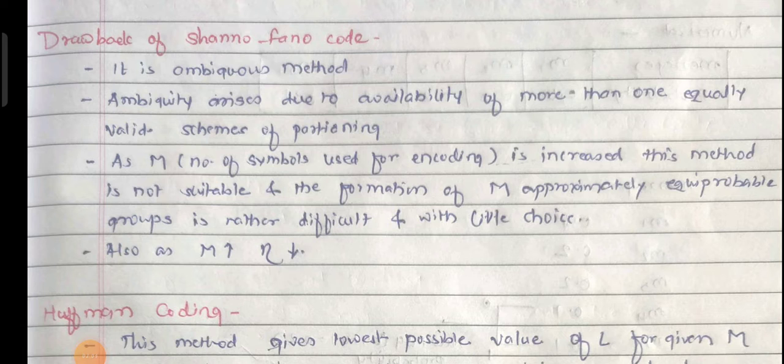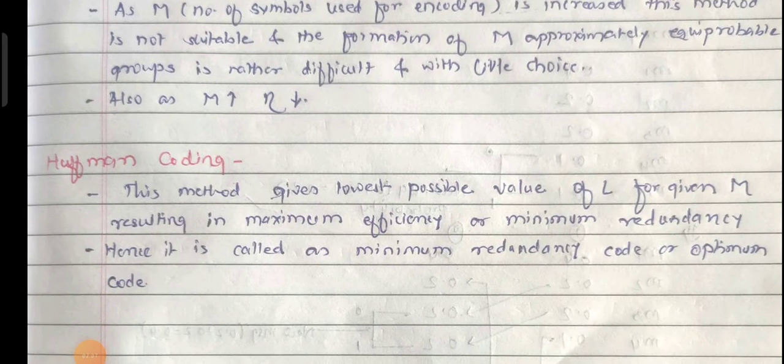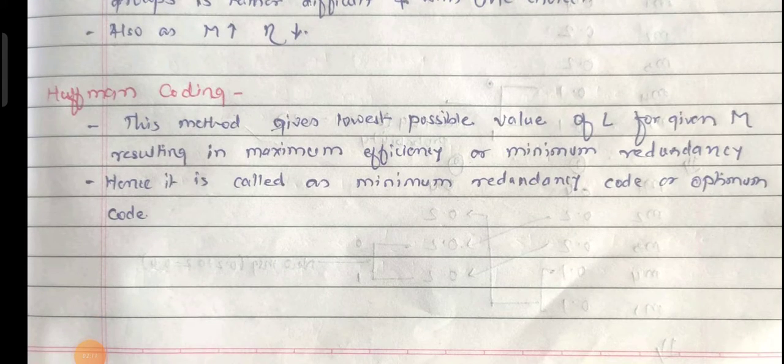To overcome these drawbacks, we use the second method of source encoding, that is the Huffman coding method. So we will see this method now. The Huffman coding method gives the lowest possible value of L. What is L? Capital L is the length of the code word which we find using these different coding methods. The Huffman coding method gives the lowest possible value of capital L, that is the code word length, for given m messages, resulting in maximum efficiency or minimum redundancy.